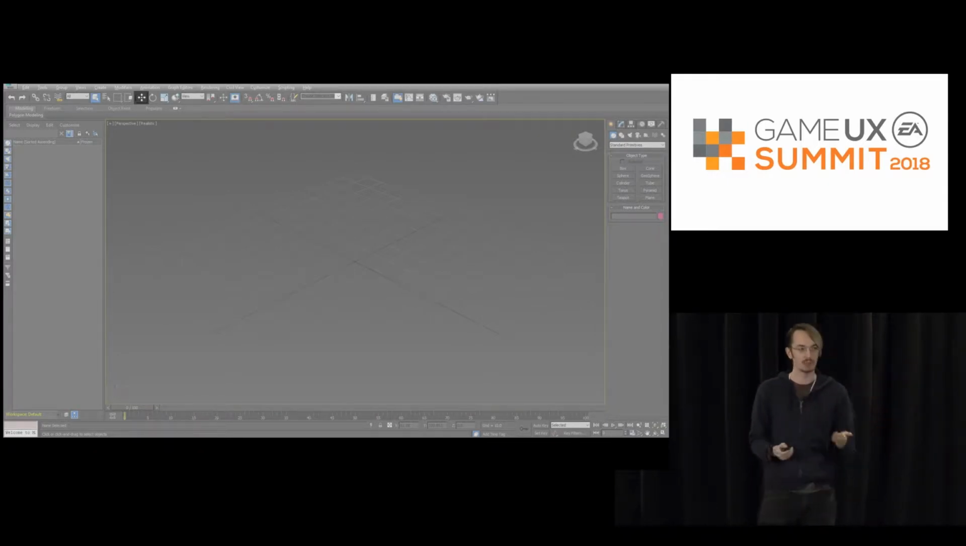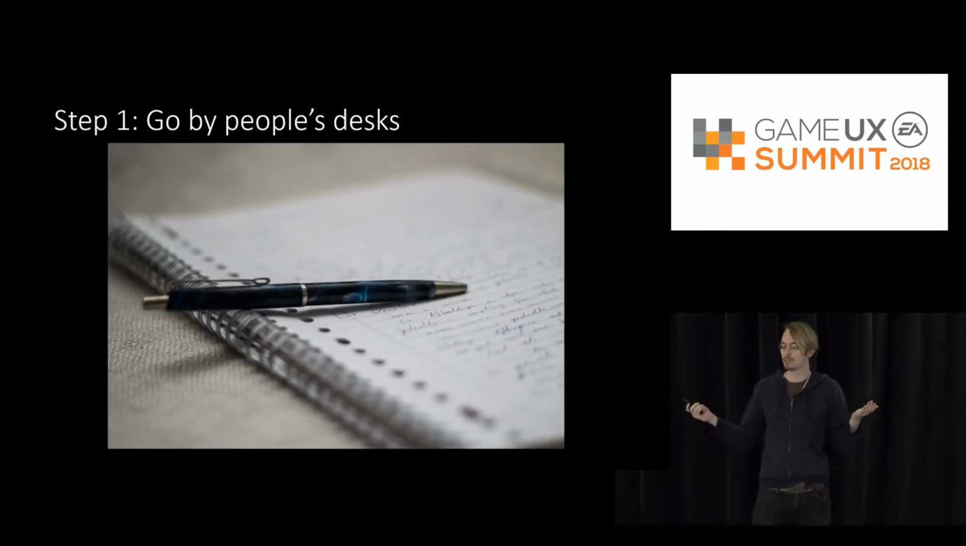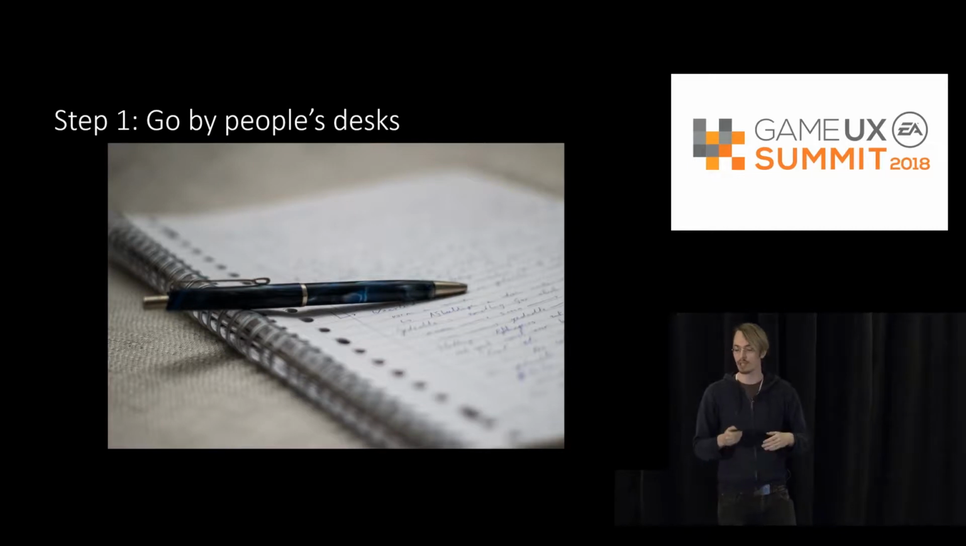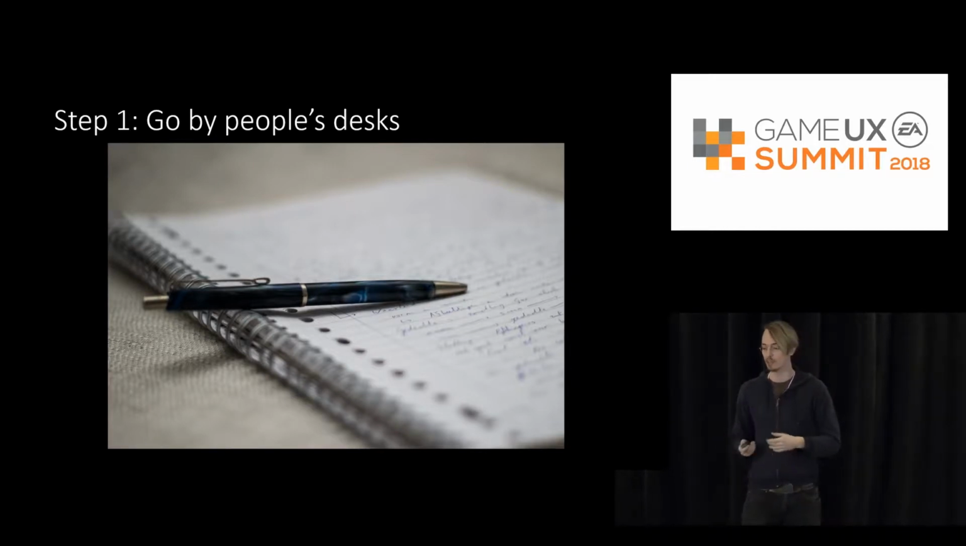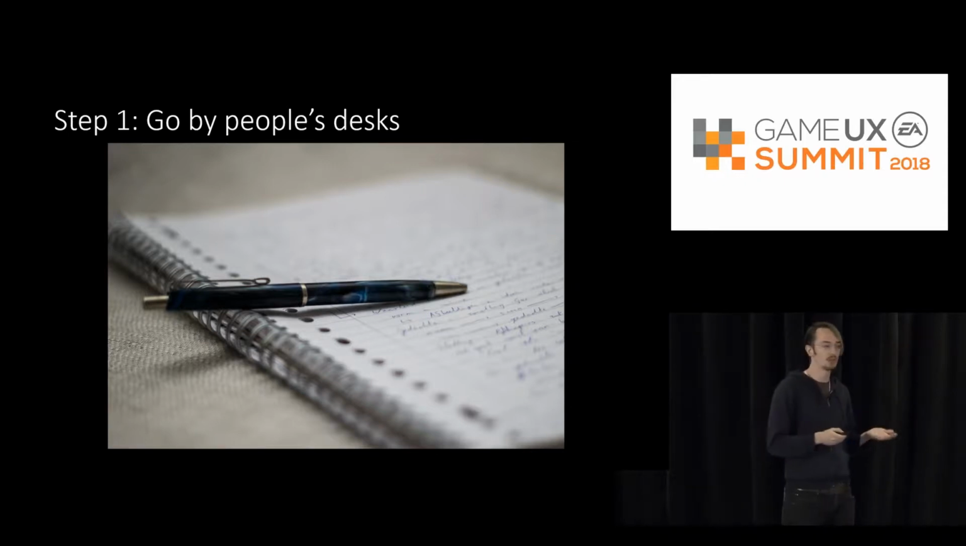So how do we start? We want to improve the manipulator. What do we do? Step 1, we go by people's desks. We take a pen and notepad and we sit down with people. We interview them, we do field studies, we try to find out what developers do and what they say they do. And one thing I noticed while doing that was this.